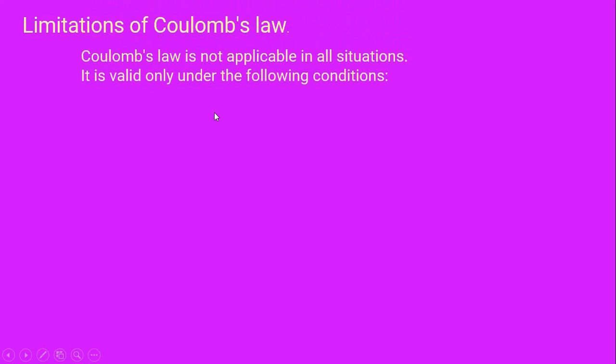Next is the limitations of Coulomb's law. We have learned all the important derivations related to Coulomb's law. Now there are some limitations. You might think it is valid in all situations, but it is not at all. It is valid only under the following conditions.